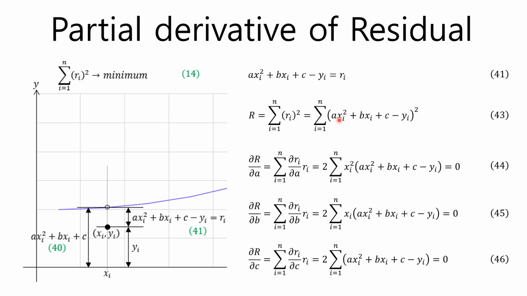Therefore, because r is determined by a, b, and c, the coefficients of the system equation a, b, and c are independent variables of r. The necessary condition for the r in equation 43 to be minimum is that the partial derivatives of r with respect to a, b, and c are each 0. This can be expressed in three equations, equations 44, 45, and 46.